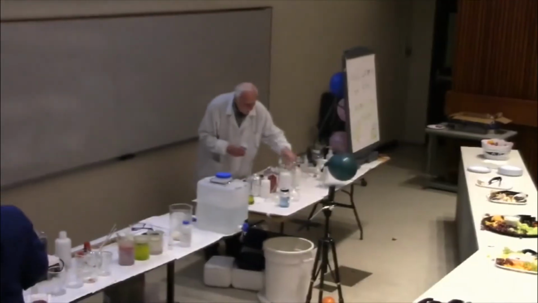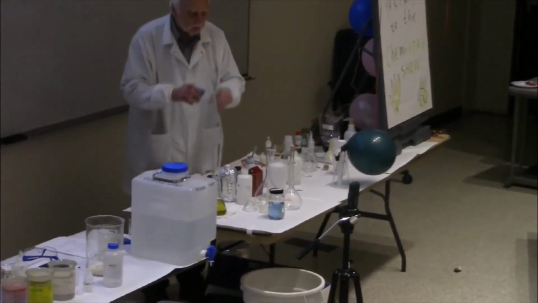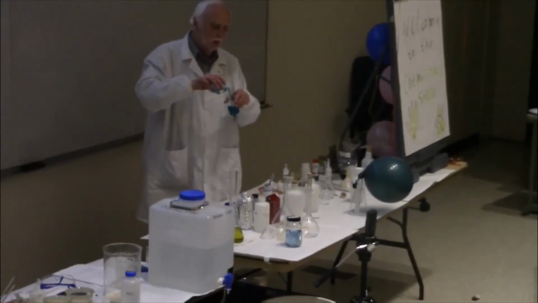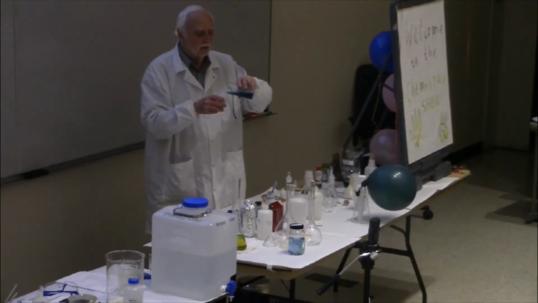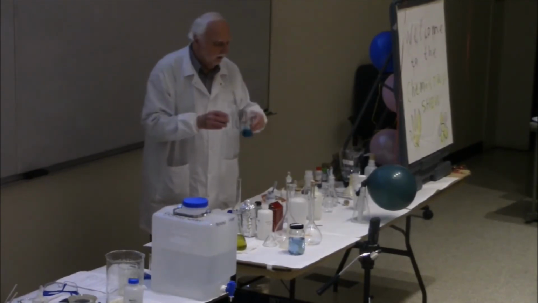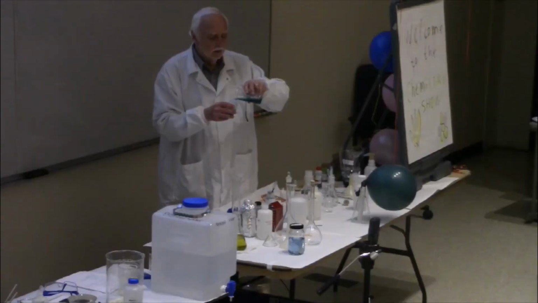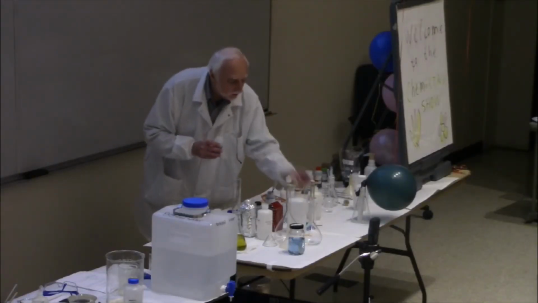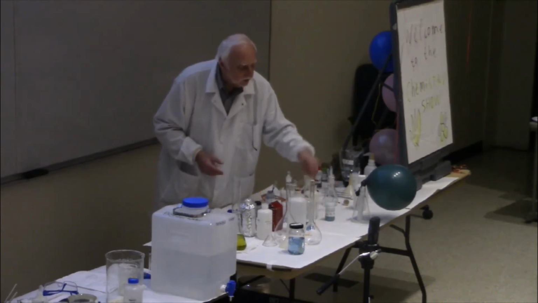Now let's do another kind of oxidation reduction reaction with metals. I have here a solution of cupric chloride, a salt of copper. And what I want to demonstrate in this experiment is that when we react two materials, it can depend on the particle size of the reactant. The smaller the particle is, the more vigorous the reaction. So I have a copper salt, and I don't have a strip of zinc, so I have a galvanized nail which has zinc on the surface.